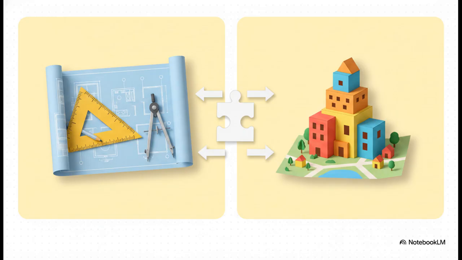On one side, we have the ontology. That's the blueprint, the master plan, the rules. On the other side is the knowledge graph. That is the actual building or the final map. The crucial takeaway here is that you absolutely cannot have a strong building without a solid blueprint. And a blueprint is completely useless unless you actually build it. They work together as a perfect team.